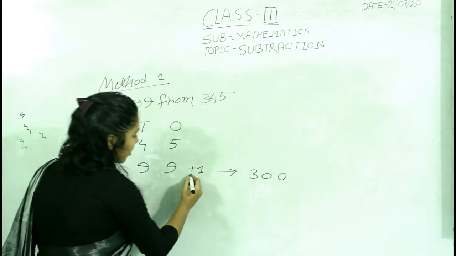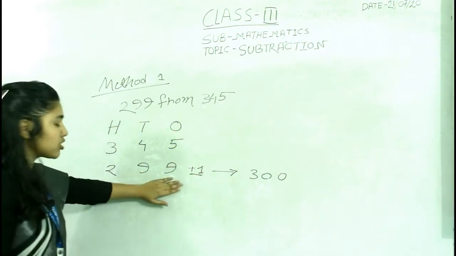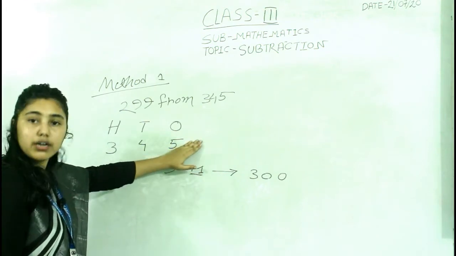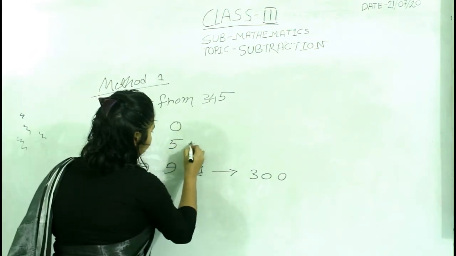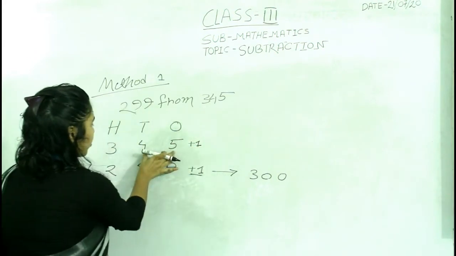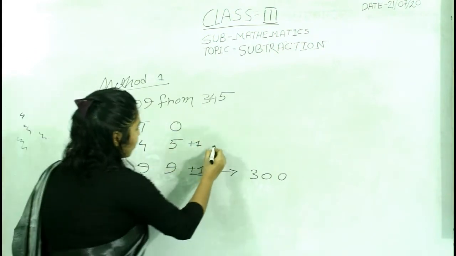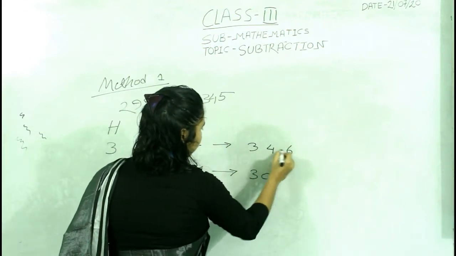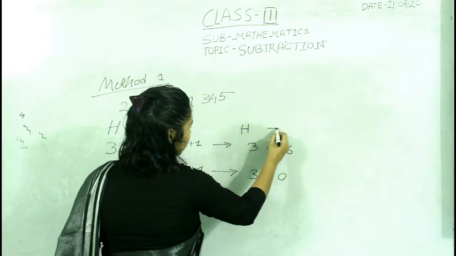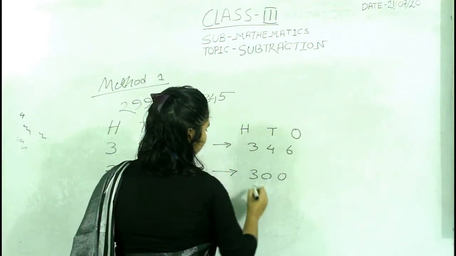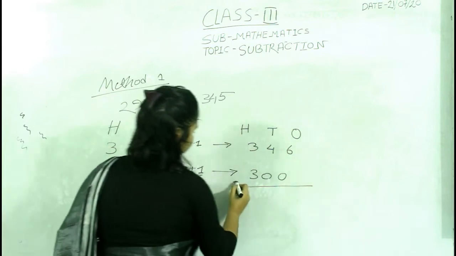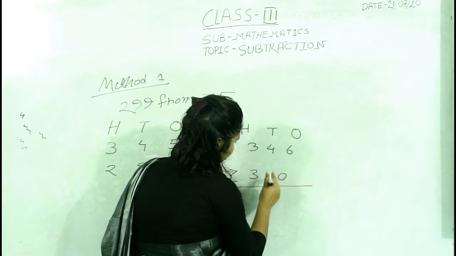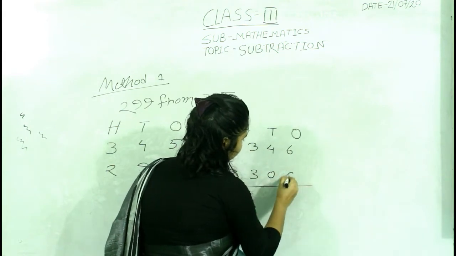Now if you are adding plus 1 with the smaller number, you also have to add this plus 1 with the bigger number. So again add plus 1 with 345. It will give us 346. This is the hundreds place, this is the tens place and this is the ones place. Now subtract. Now look here. This is easy to subtract.